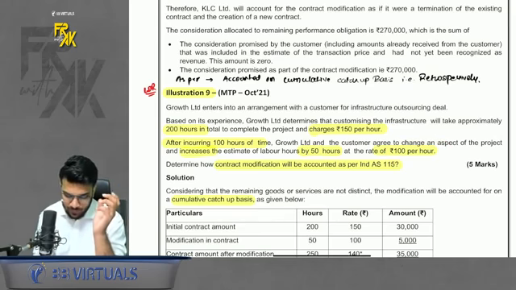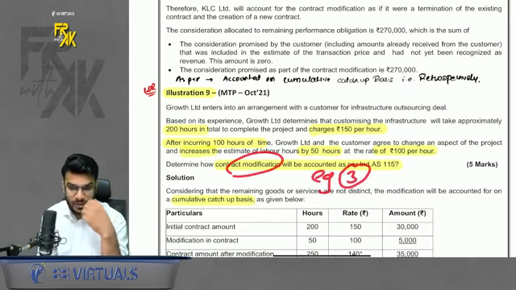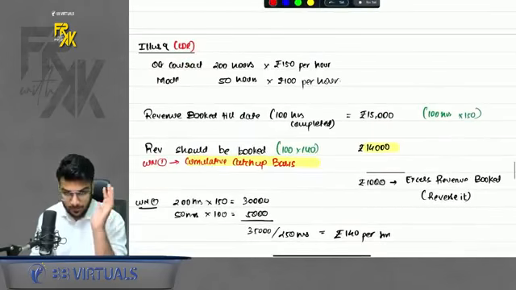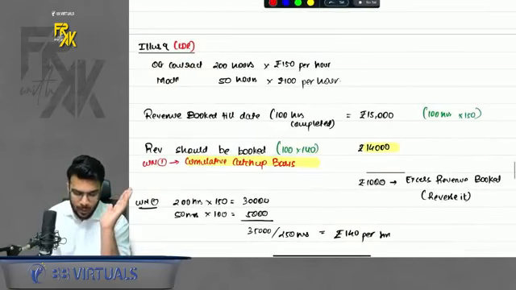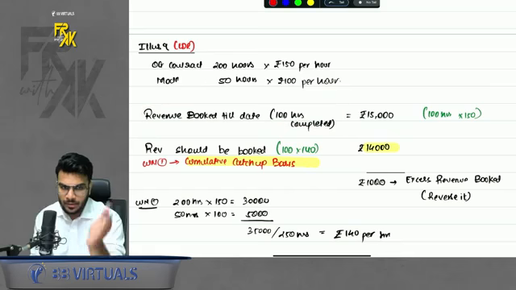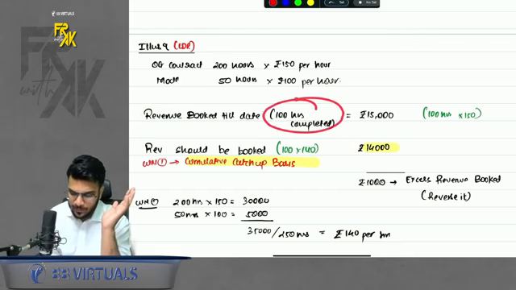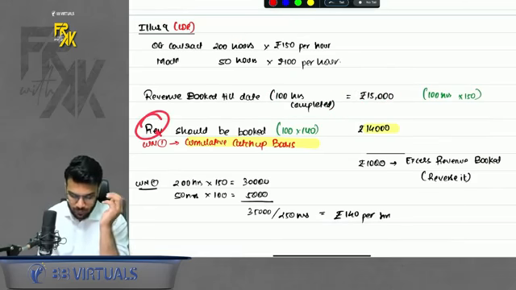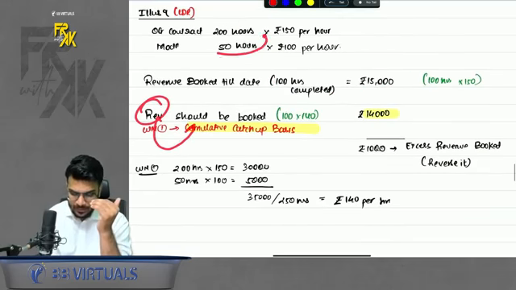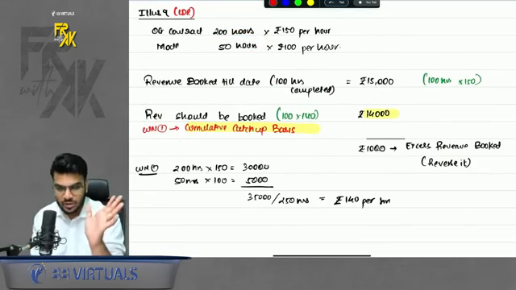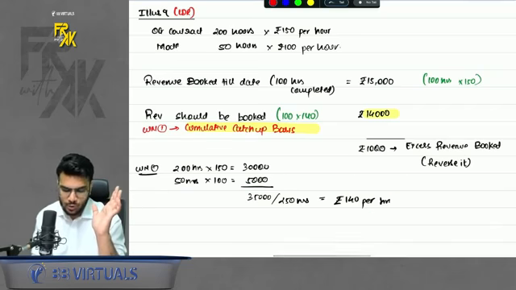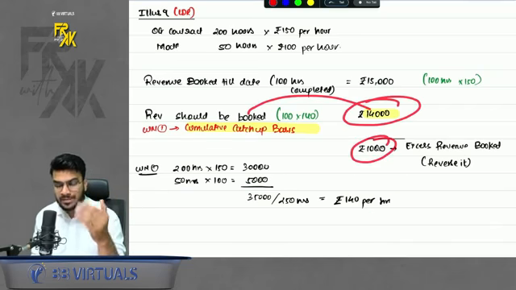So here it will fall under the example 3 of our notes, right? So we have to account as per cumulative catch-up basis. How do we do the accounting? First of all, we will check how much revenue you have booked in real. So 100 hours were lapsed. So 100 into 150, you must have booked 15,000. But how much revenue should have been booked? So if we had the modification data from the first day only, the rate per hour would have been 140, average rate per hour. So you should have booked 14,000 only. So 1,000 you booked excess, reverse it.